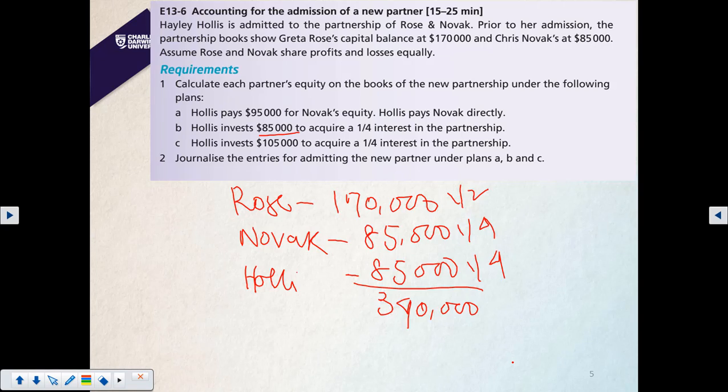Is that okay? Now change the condition. She is paying $105,000 but she is receiving only 1/4 of the interest of the business. Let's do this. What will be Holly's capital? 105. Anything else? Change it to 105. Now add all and then divide by 4. How much? Definitely not $85,000.